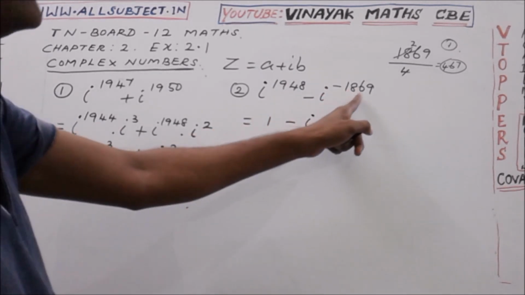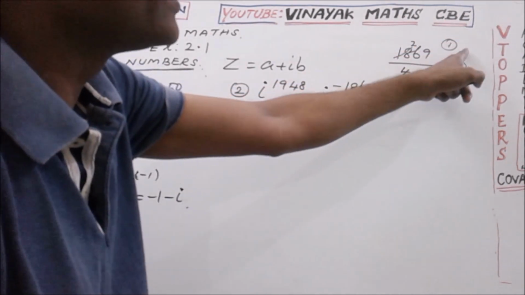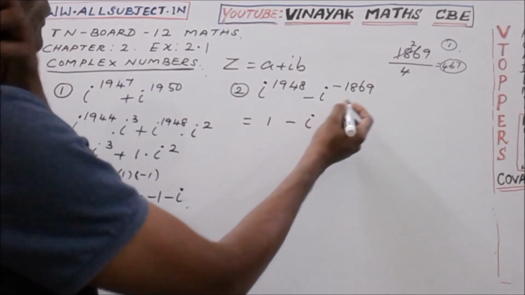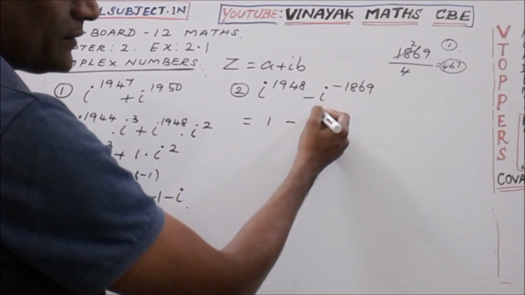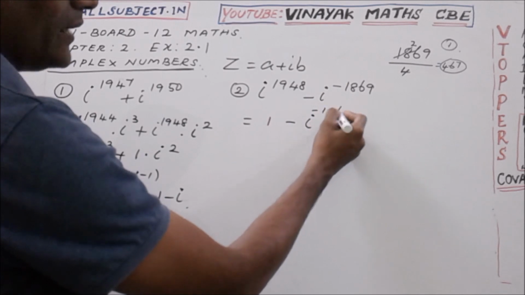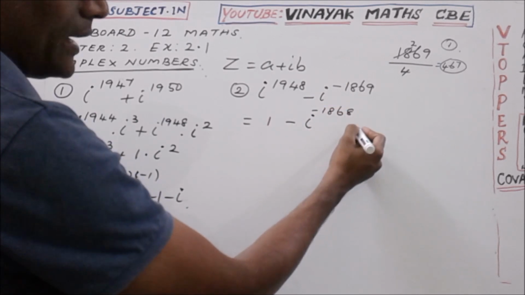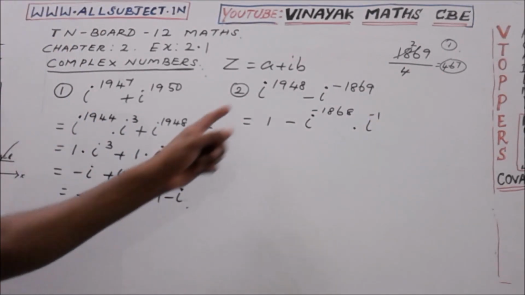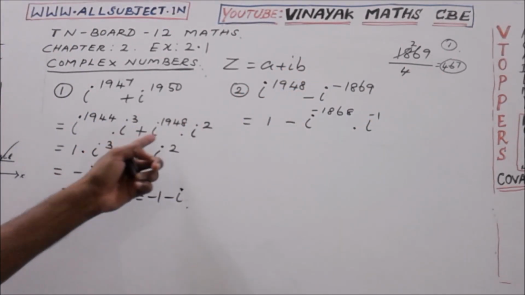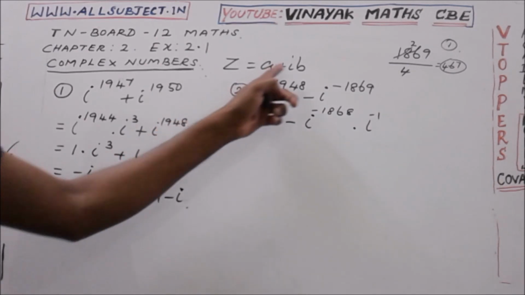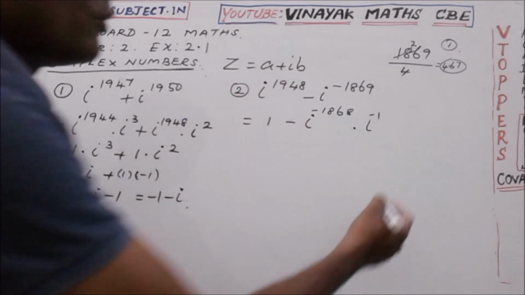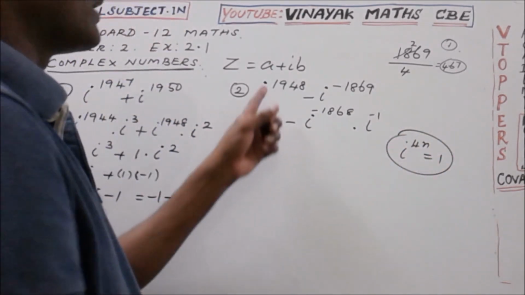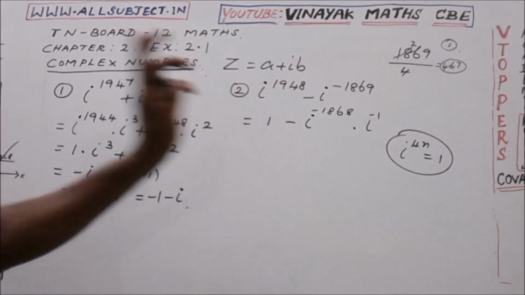Now dividing 1869 by 4, the remainder is 1. So we can write it as minus i power 1868 plus the remainder 1, that is i power minus 1. I power 4n, a multiple of 4, has the value 1, so i power 1948 becomes 1.